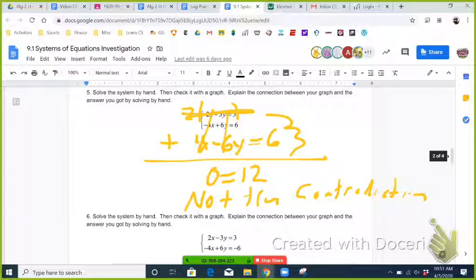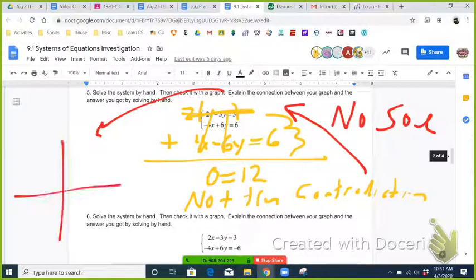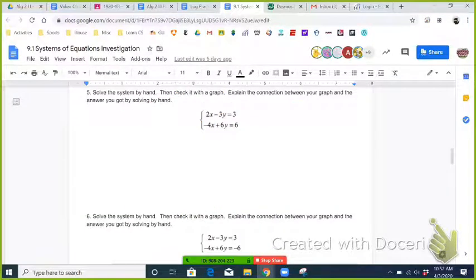Alright, so that tells us that this system of equations here has no solution, which means graphically, if you were going to graph these, they would never intersect, which means that they're parallel. And you could check that by putting them both into point slope form and seeing that they have different y-intercepts but the same slope, which will tell you they never intersect.